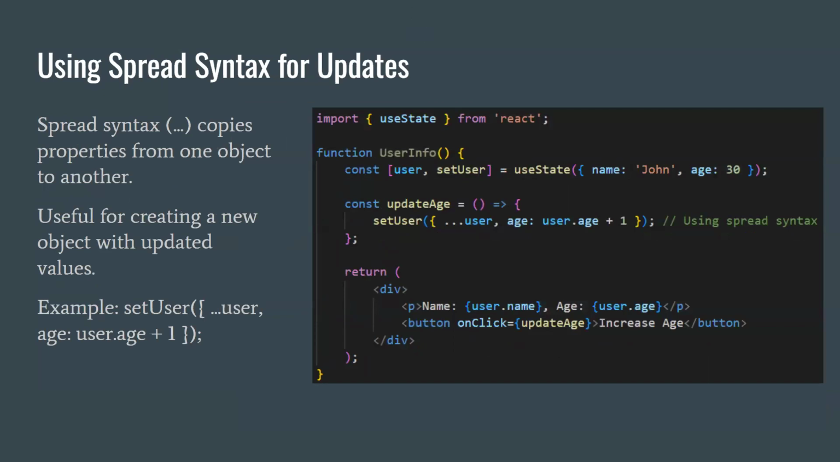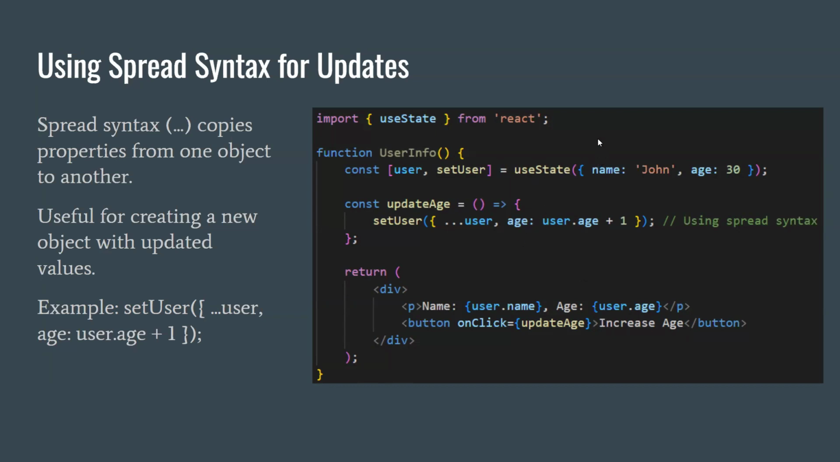So we talked about spread syntax. The spread syntax is a convenient way to copy properties from one object to another. When updating state, we can use this syntax to create a new object with the updated values, making sure that we're not mutating the original state. So this is another example showing how we can use spread syntax to update our state object effectively.